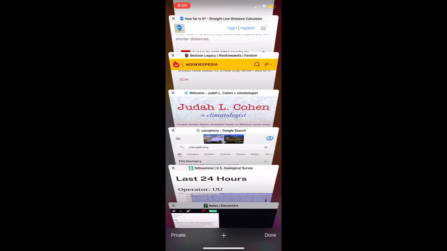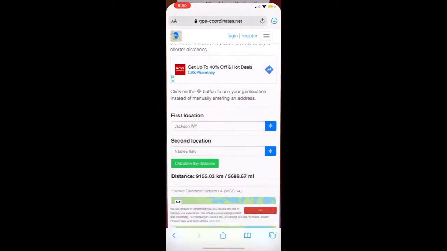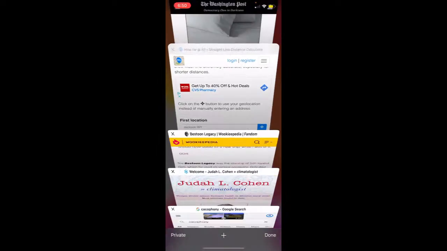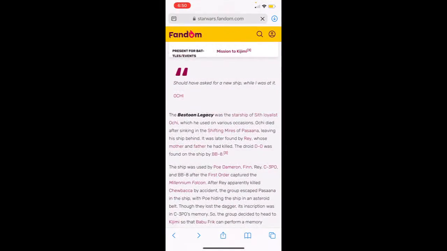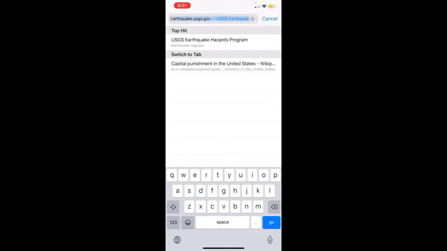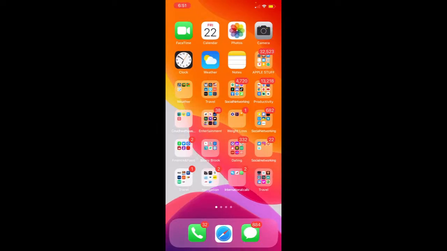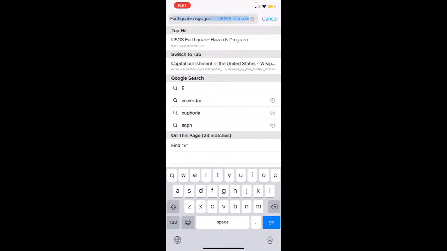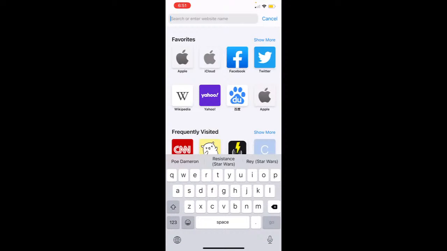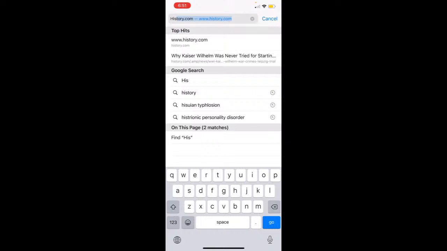Let's do the distance calculator again. Trying to look up the earthquake, trying to see what town it was near. I think it was, let me look up, yeah. History.